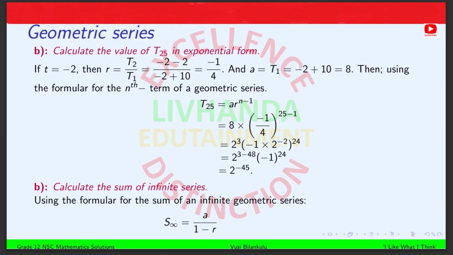To calculate the sum of the infinite series, use the formula which can be found at the back of the question paper on the day of the exam. Substitute the value of a and r. The sum of the infinite geometric series simplifies to 32 divided by 3.